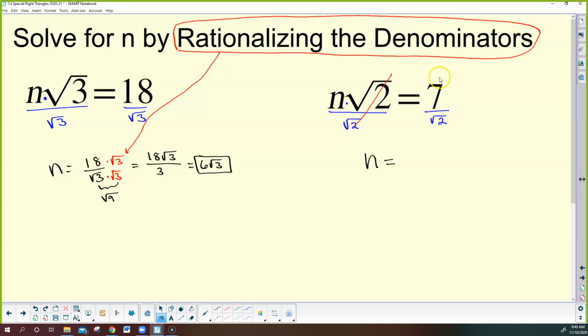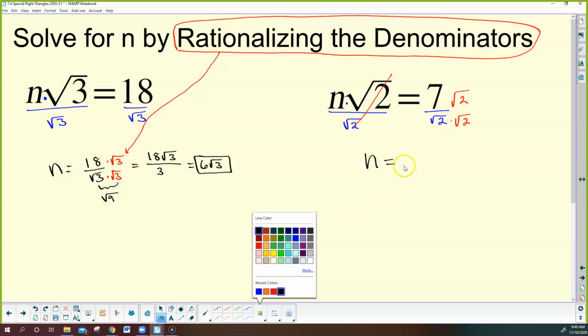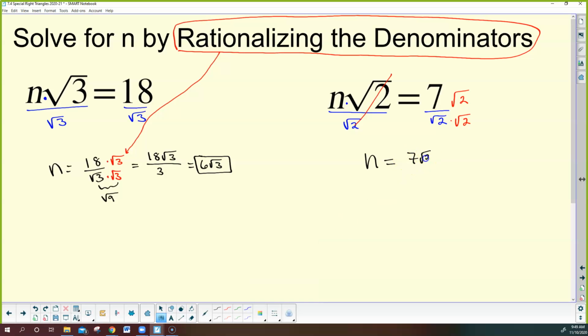Notice I've got 7 divided by the square root of 2 on the right-hand side. So I have to get rid of that square root of 2 by timesing by a creative form of 1. And what that does up top is that leaves me with 7 times the square root of 2. But on the bottom, 2 times 2 is 4 under the square root, and the square root of 4 is 2. Now notice, this isn't as friendly because 7 is not divisible by 2, and we don't want any decimals here, so we're going to leave it as 7 halves, or 7 square roots of 2 times 2.